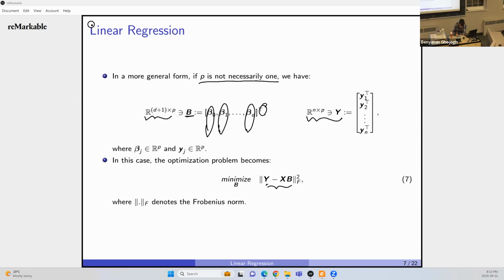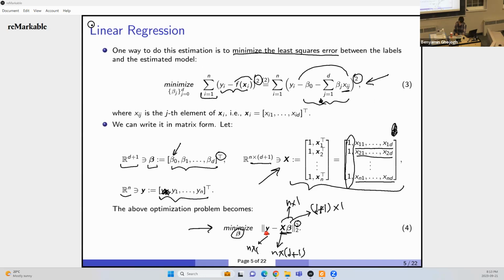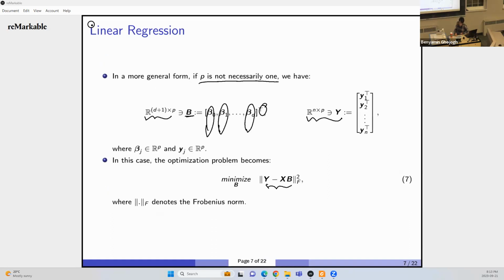Y minus XB. It's very similar to what we had in vector form for scalar labels. Y was a vector minus X beta. X beta was also a vector, because why is Y a vector? Because I have n labels, each of which is a scalar. So it becomes a vector. However, here my Y is a matrix because I have n points, n labels, each of which is p-dimensional. So it's a matrix, but the format will be similar to equation 4. Rather than this, Y becomes a matrix and beta also becomes a matrix B. So it becomes like this.